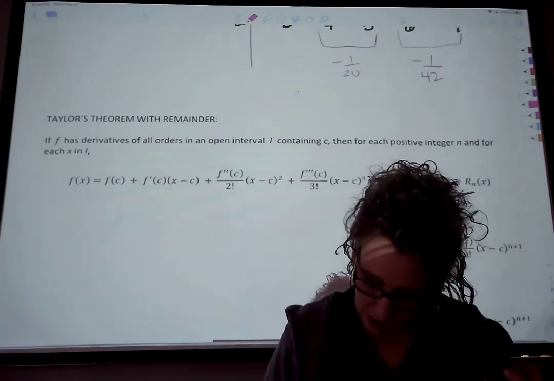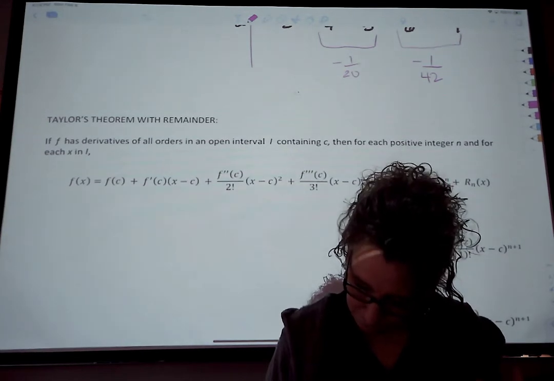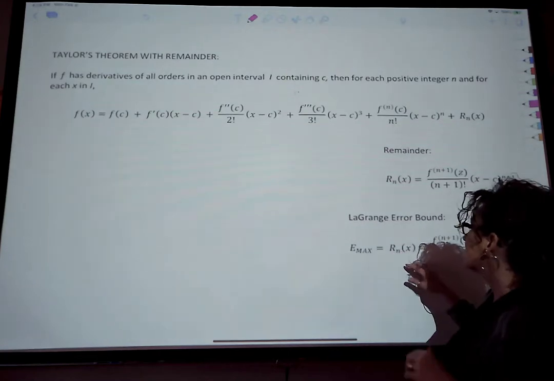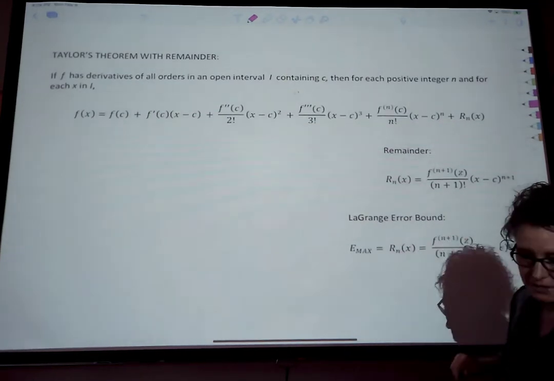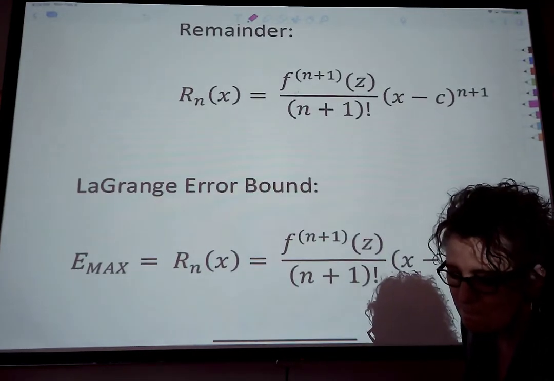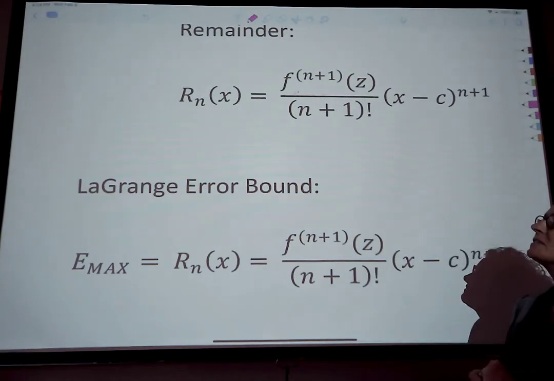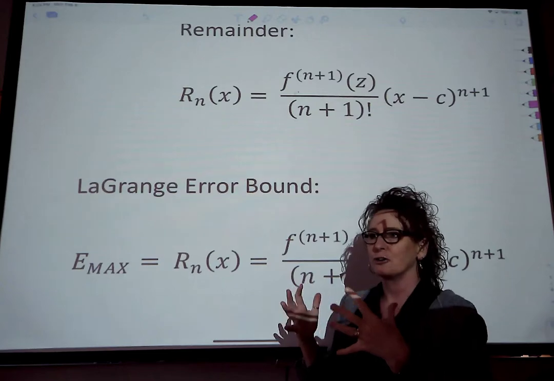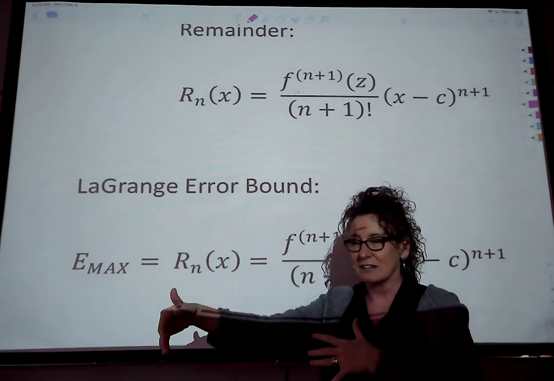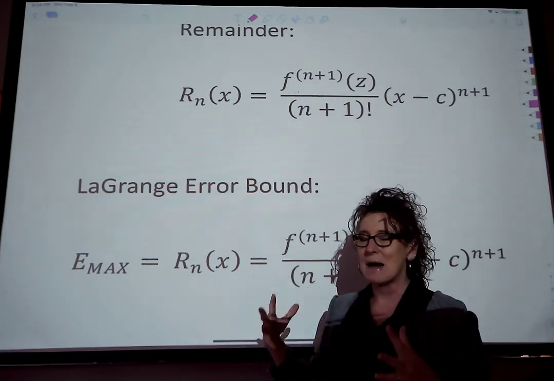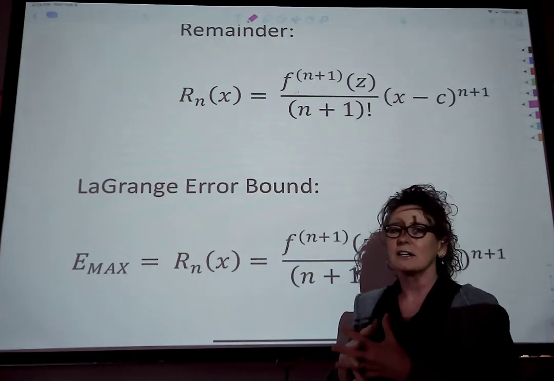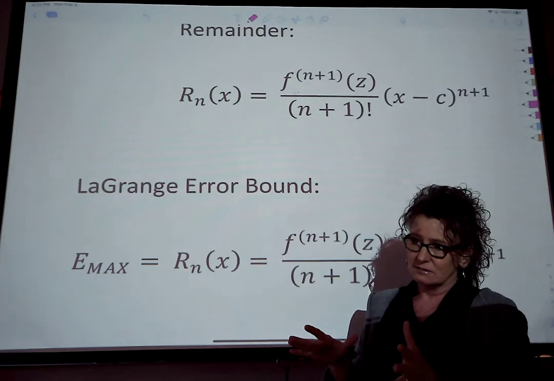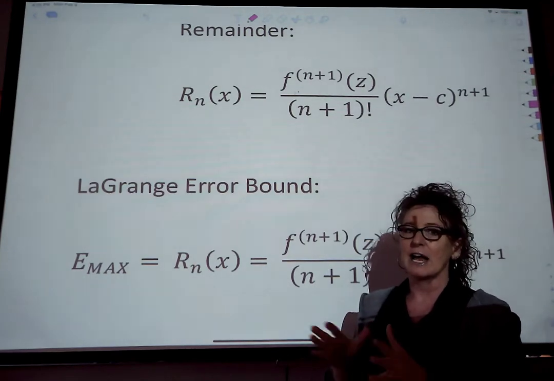Alrighty. And what they're calling this, how do I say this? This is going to be our error. This is going to be the maximum that our error could be. We're going to look at that next term. We're going to figure out what's the maximum that our error could be. We're not going to necessarily figure out what the error is. We're just going to figure out how bad can it be.